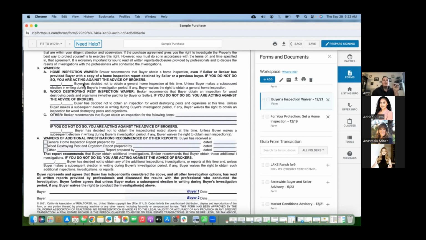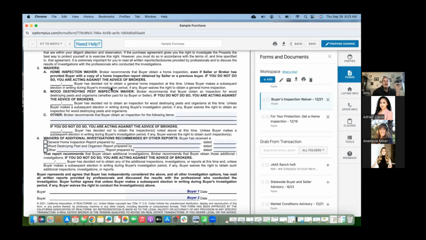A home inspection waiver. Broker recommends that buyer obtain a home inspection, even if seller or broker has provided buyer with a copy of the home inspection report obtained by the seller or a previous buyer. If you do not do so, you are acting against the advice of the brokers. If the buyer chooses not to have a home inspection, they're going to initial here. If they have one, they do not initial section 3A.